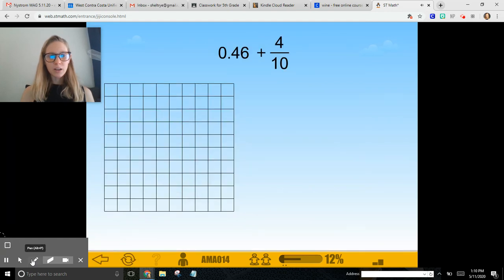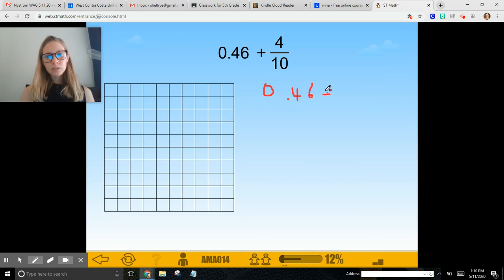So let's do another one. So this is 0.46 plus 4 tenths. So for this, we're going to have to add, and we're going to have to change some denominators. So 0.46 is equal to 46 over 100. And I know this because there's 2 digits to the right of the decimal, which puts it in the hundredths place. There's also 2 zeros in the number 100, so that's kind of a little trick that helps me remember.